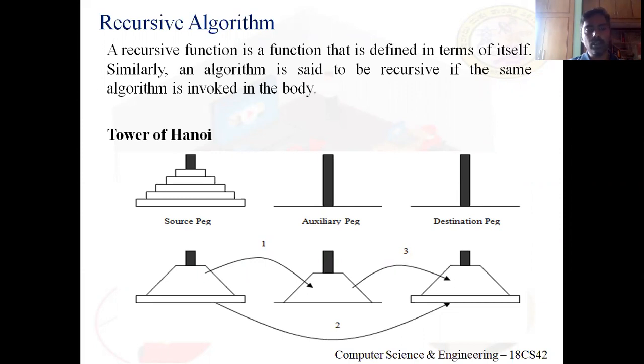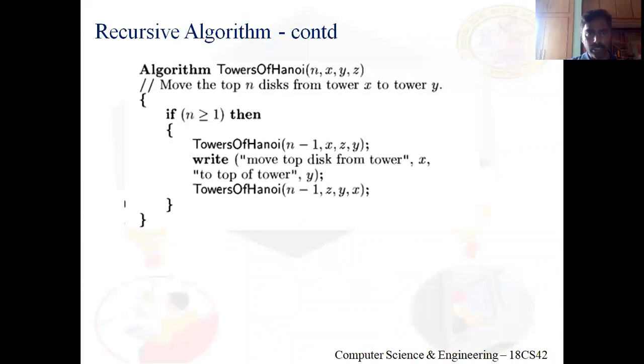Then move the bottommost disk to the destination peg. And at the last, you move the n minus 1 disks which are on the auxiliary peg to the destination peg using the source peg as an auxiliary. Now, this is just an algorithm. See here, look at this algorithm.